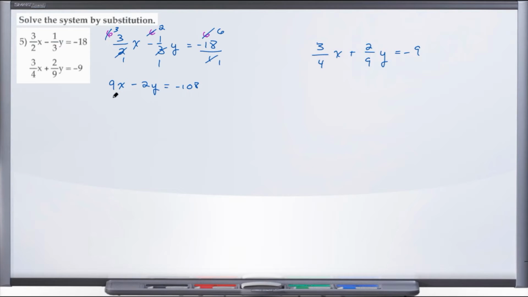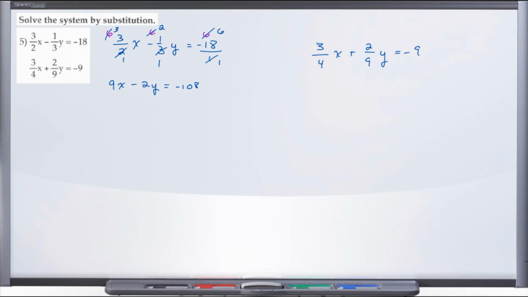All right, so now we've rewritten our equation. 3 over 2x minus 1 over 3y equals negative 18 is equivalent to 9x minus 2y equals negative 108, just without the fractions. And I think you would agree this would be a lot nicer to work with versus all of these fractions. So let's go ahead and do the same thing here on our equation number 2.